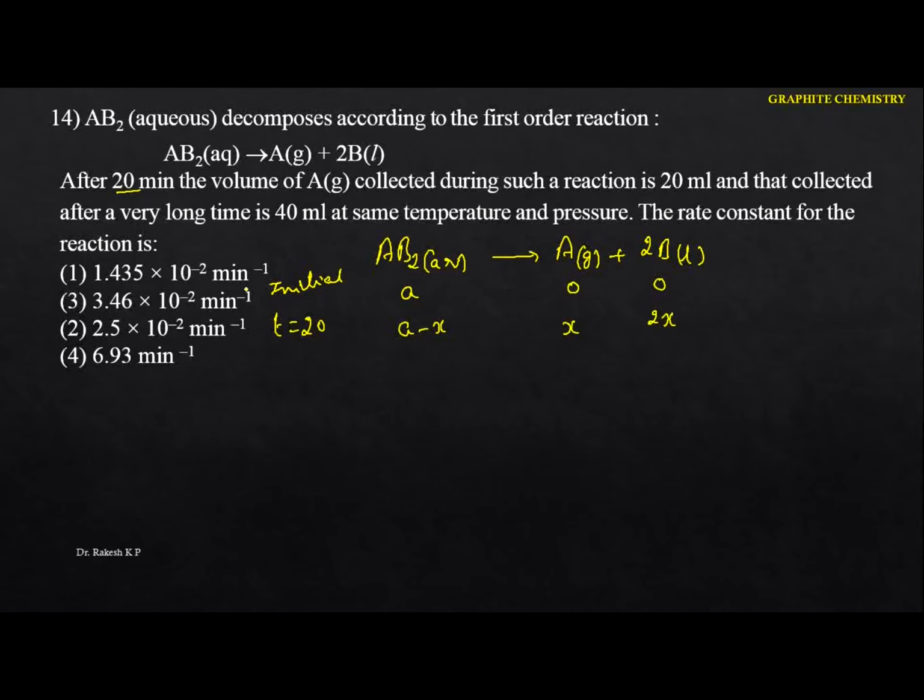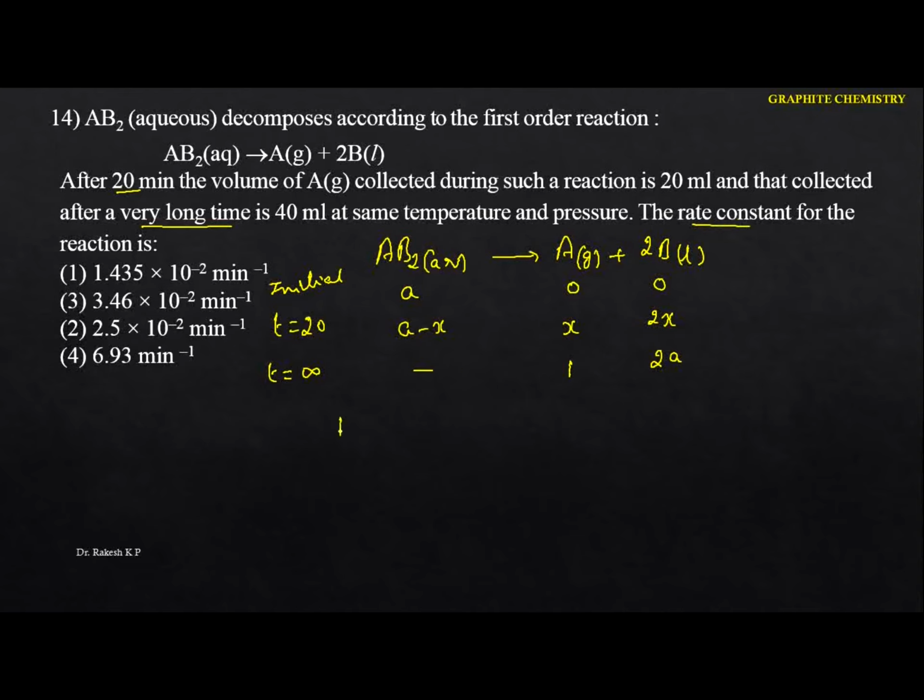And next, after a long time, that is at t equal to infinity, we don't have any AB2, it completely decomposes, and this will be a, and this will be 2a. So now what you have to calculate is the rate constant.